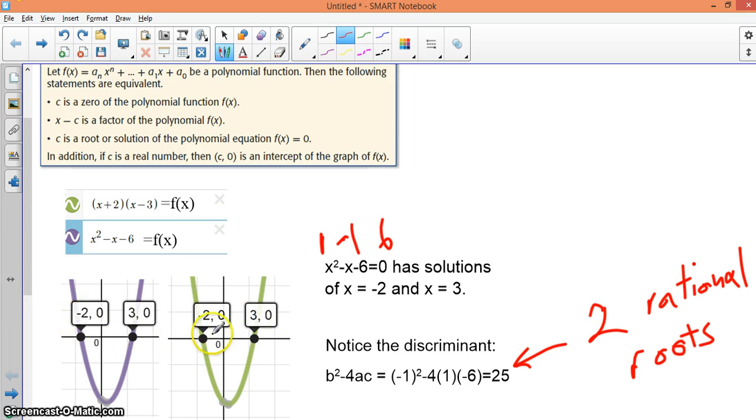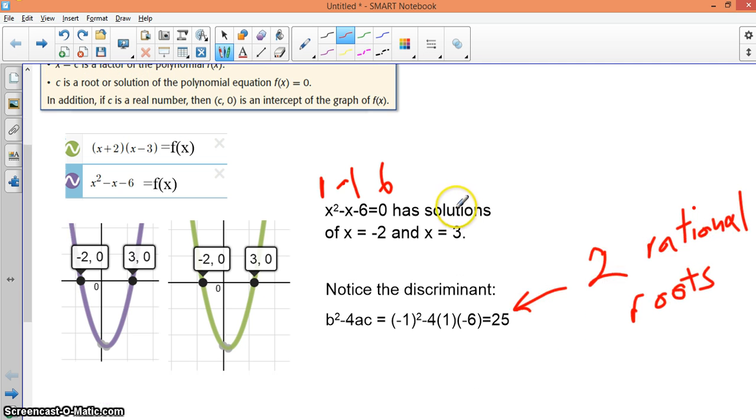The x-intercepts have negative 2 and 3 involved for the x-coordinates. But the factors are x plus 2 and x minus 3. They're the oddballs. Alright? So anyway, this section is all throwing all this stuff together. It's all the same thing.